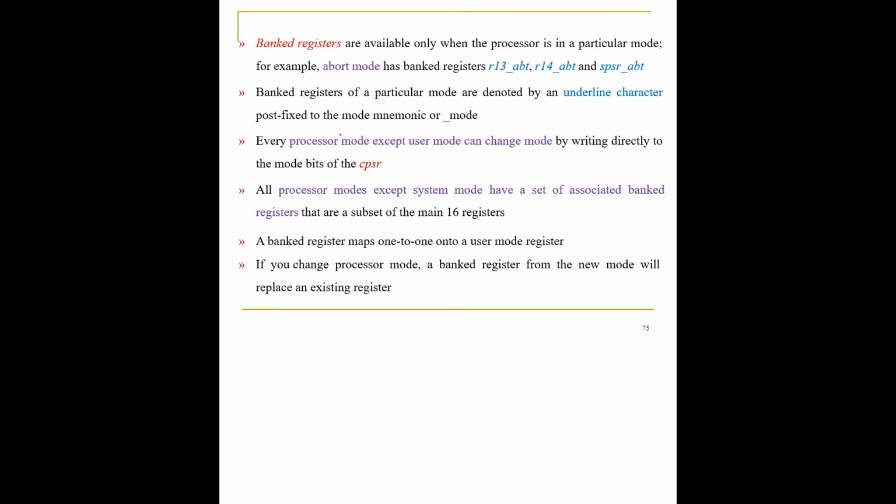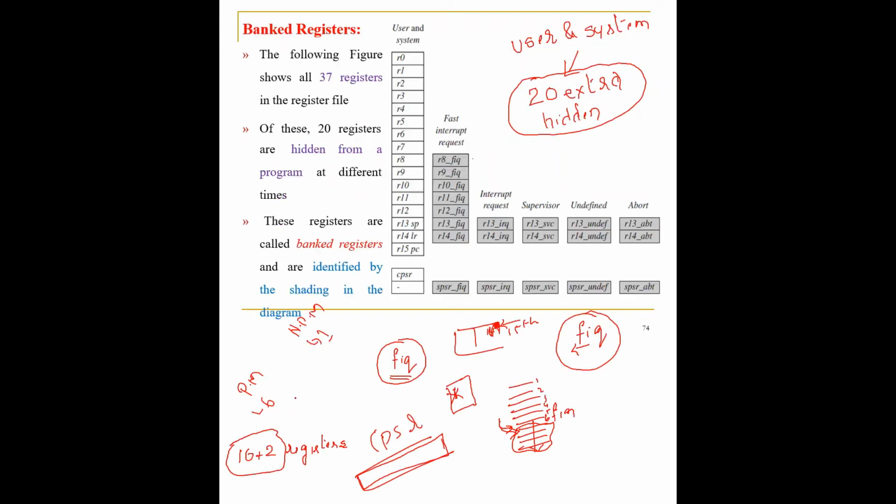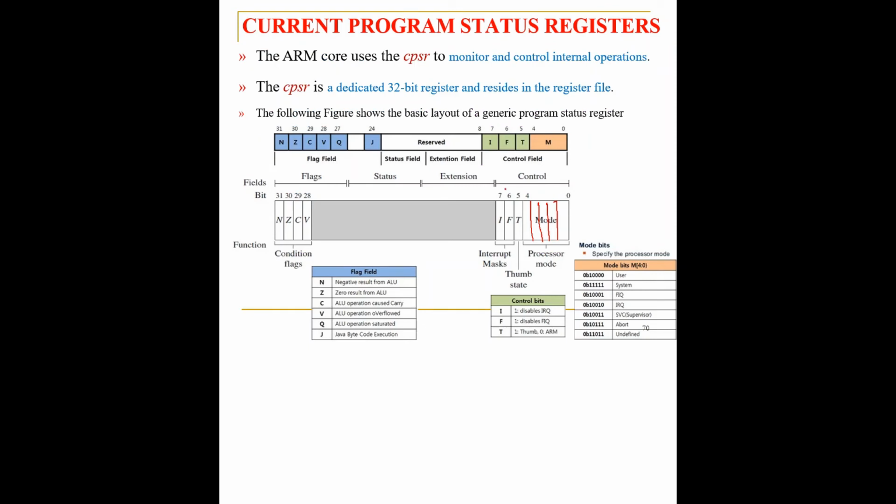Every processor mode except user mode can change mode by writing directly to the mode bits of the CPSR. That is, if you go to the CPSR here, and if you are asking me, sir, how do you change the modes of the processor? What you can do is write values into this mode field, or control mode field, of the CPSR, and you can change the processor from one mode to another. That is what it has explained here.